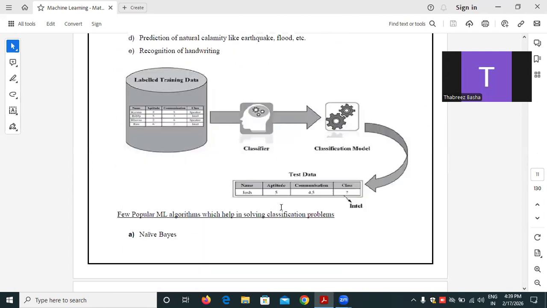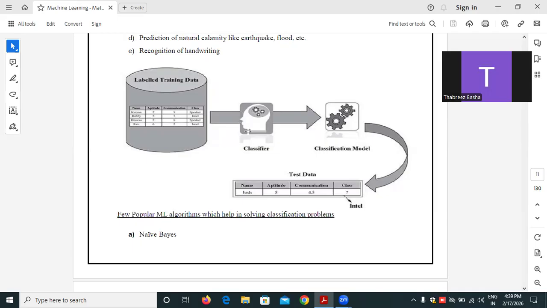Next, classification. This diagram is represented as labeled training data, classification model, and test data. Labeled training data is the input data. The classifier does the classification, based on taking the input data and classifying it.